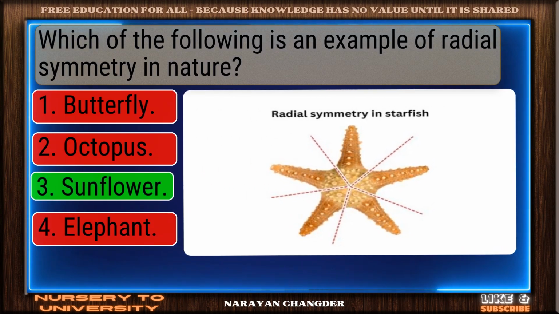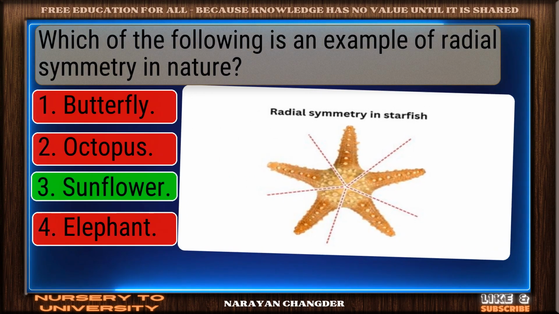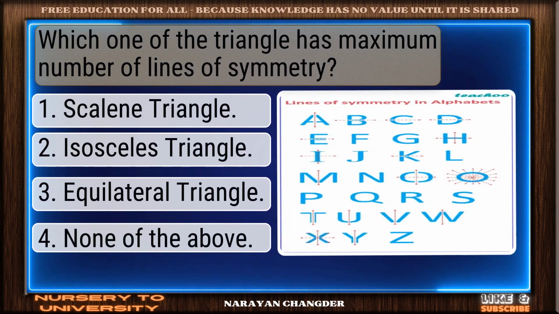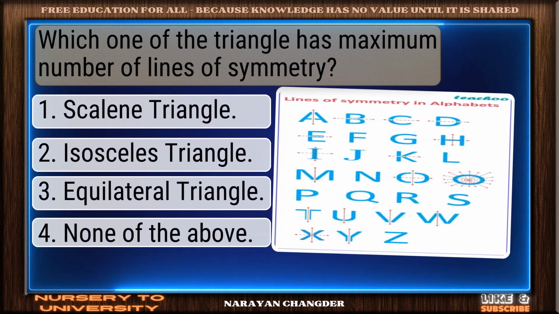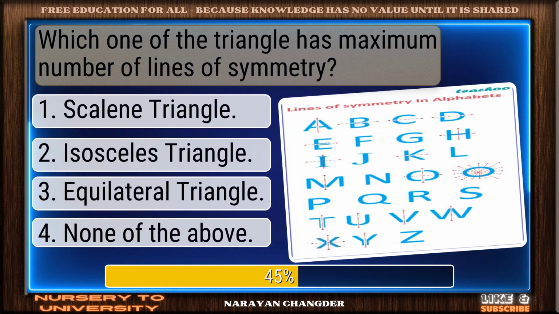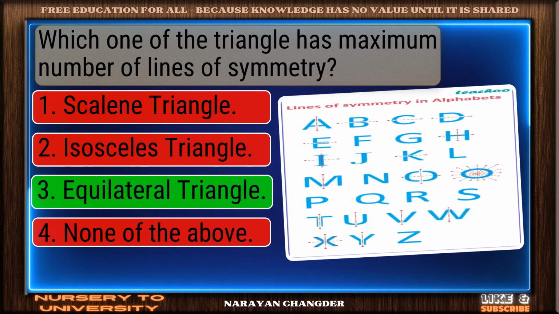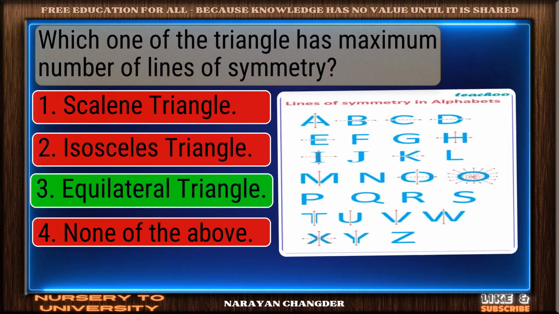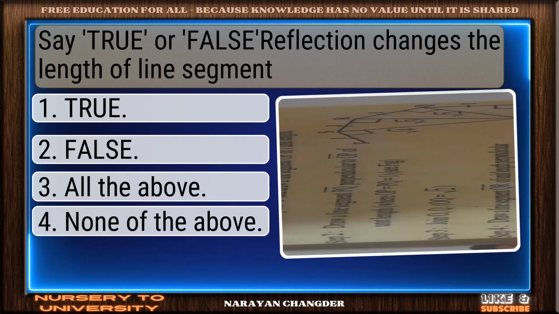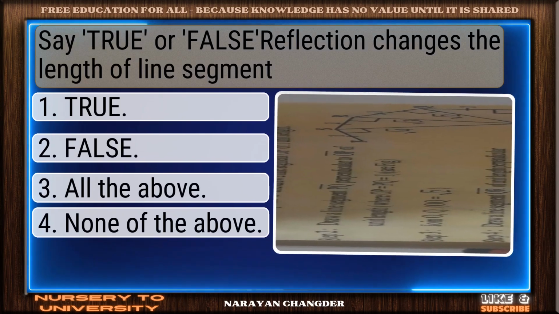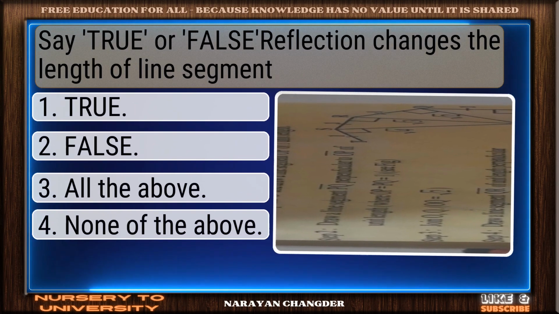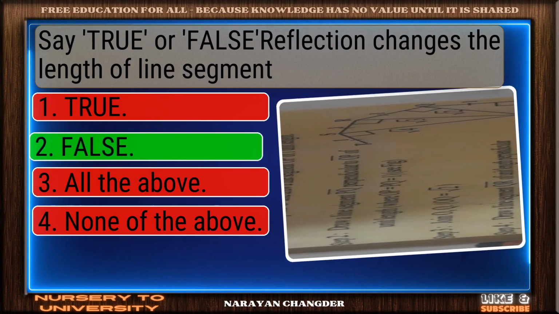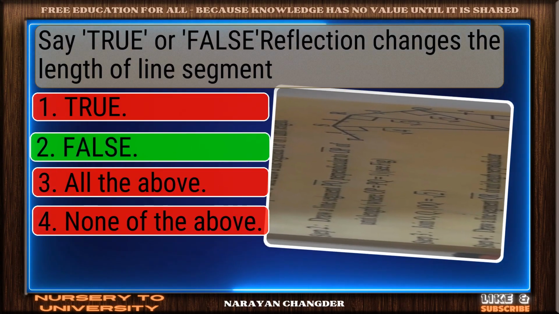Correct response. Sunflower is the most accurate answer. Which one of the triangle has maximum number of lines of symmetry? Clear logic. Your choice equilateral triangle is sound and 100% true. Say true or false, reflection changes the length of line segment. Well done. False is the right choice.